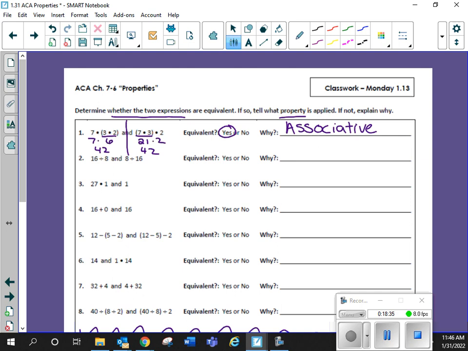Number 2. What operation is happening? Division. So automatically, I should be thinking no. But again, if you are unsure, just check it out. Is 16 divided by 8 something? It gives me 2. But if I do 8 divided by 16, it's going to be a decimal. It's going to be the same thing as 1/2.